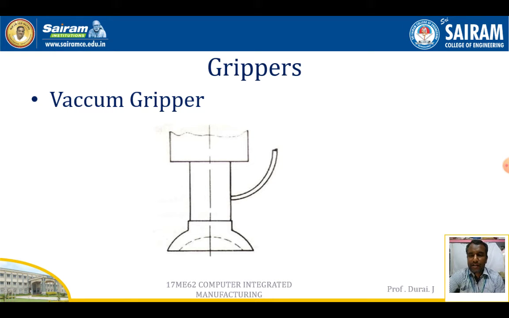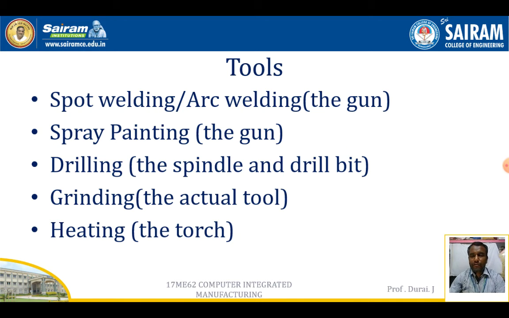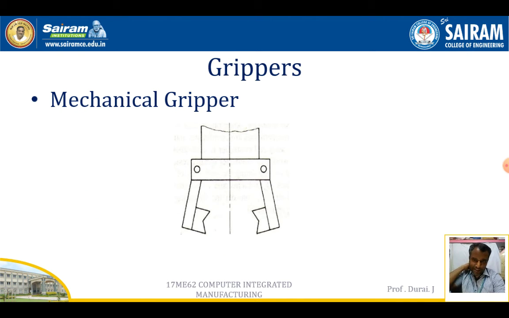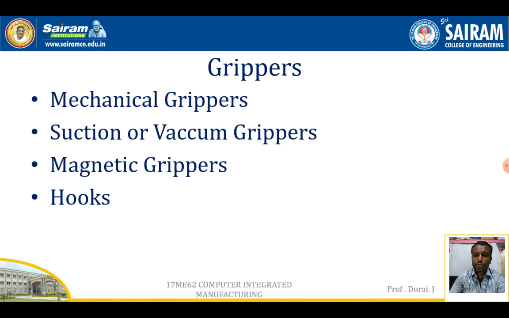Then comes the next one, the vacuum gripper. Here the vacuum has to be supplied via the tube, so it fixes onto flat surfaces. Due to the vacuum, it bonds to the component, and the component is transferred from one place to another place. Already we know that the magnetic grippers are used for ferrous materials. A ferrous material will be held by it, and it will be transferred. Then the hooks.